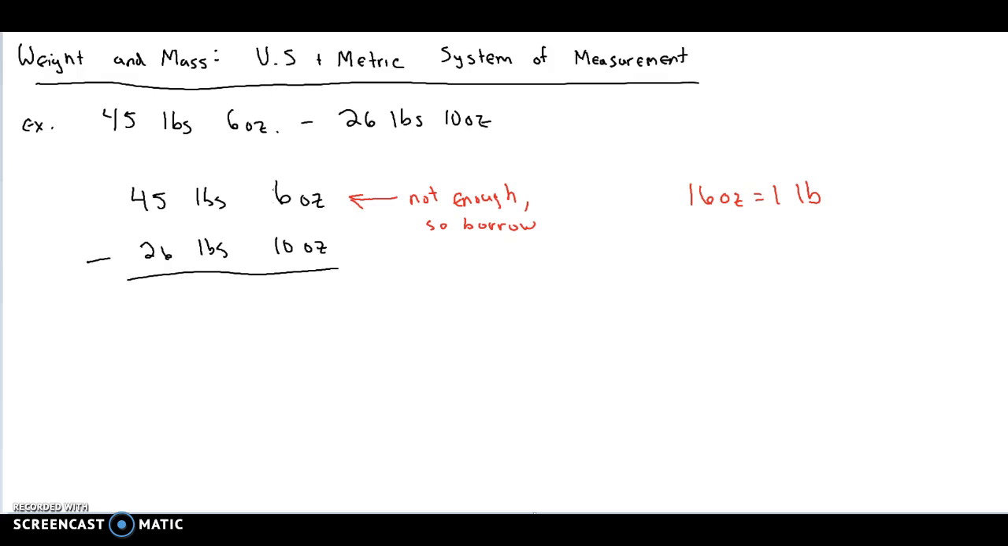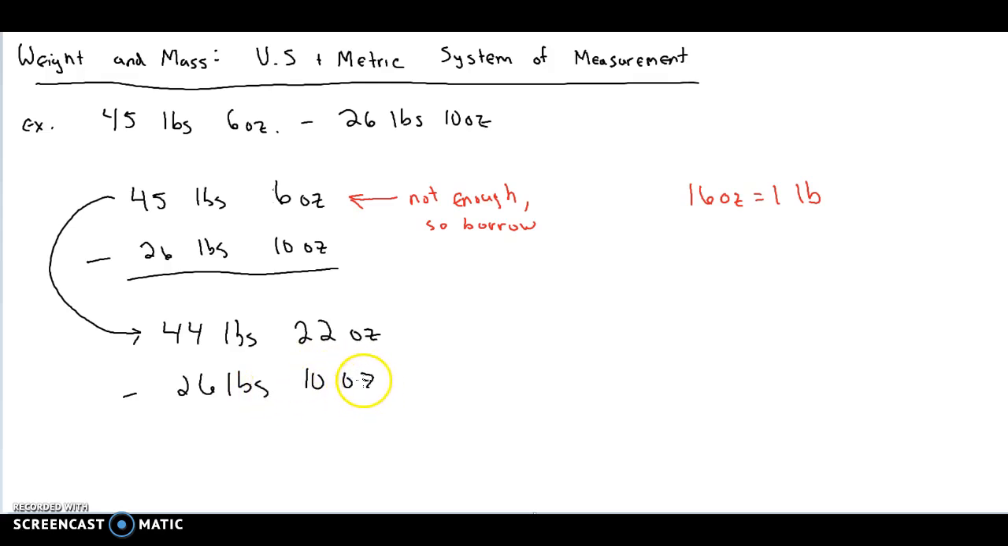Which means we take 1 away, so we have 44 pounds. Now we're adding a pound, that pound that we took away, to the 6 ounces. But instead of adding 1 pound, we're going to add 16 ounces because 16 ounces equals 1 pound. So 6 plus 16 is 22. So this thing is 44 pounds and 22 ounces. And we're going to subtract 26 pounds, 10 ounces. And now we're going to end up with an answer that will make more sense.